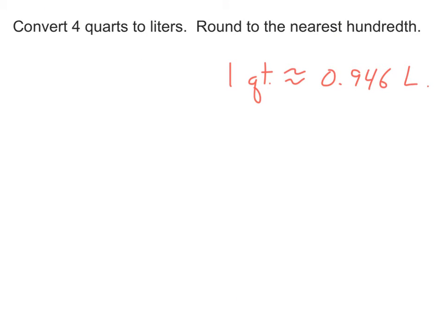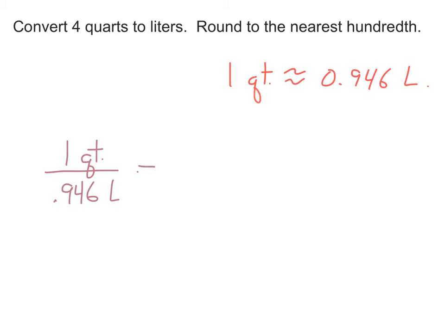So in this problem here, I'm asked to convert 4 quarts to liters, and then I'm going to need to round to the nearest hundredth. So the first thing I need to know is my conversion. So when I looked in the book, I found that 1 quart is approximately 0.946 or 946 thousandths of a liter. So I start by putting my conversion into a ratio, like I did right here.